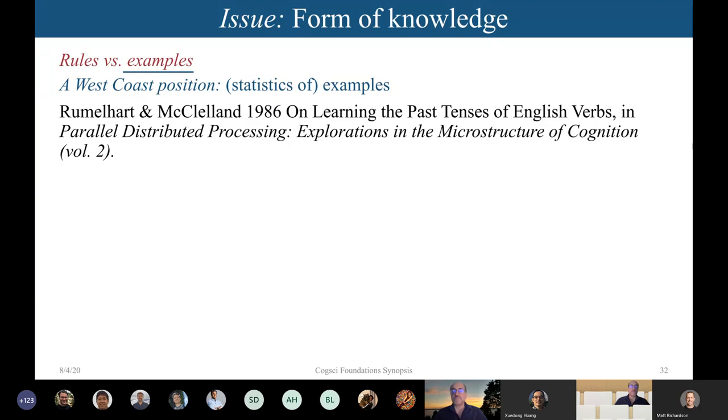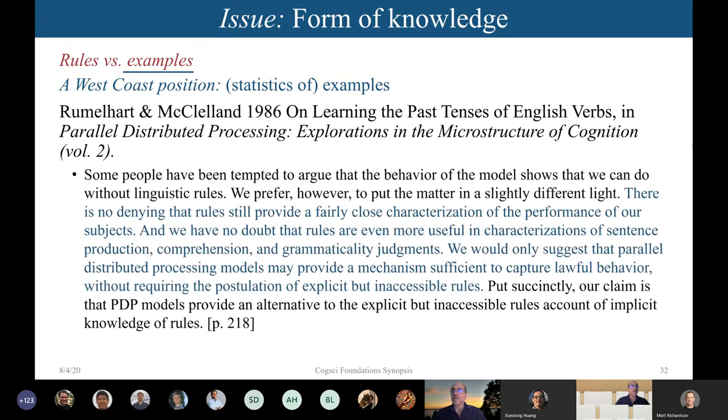In this chapter, Rumelhart and McClelland say, there is no denying that rules still provide a fairly close characterization of the performance of our subjects, and we have no doubt that rules are even more useful in characterizations of sentence production, comprehension, and grammaticality judgments. We would only suggest that parallel distributed processing models may provide a mechanism sufficient to capture lawful behavior without requiring the postulation of explicit but inaccessible rules.